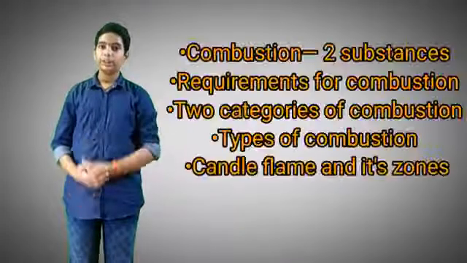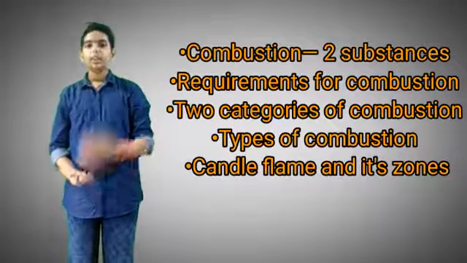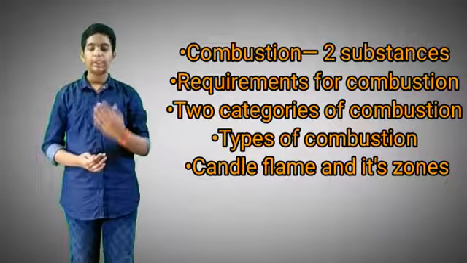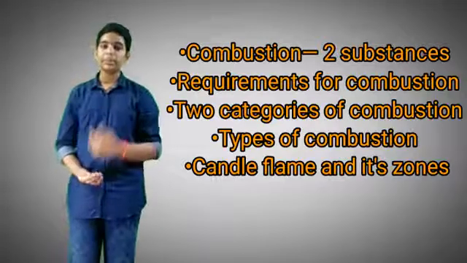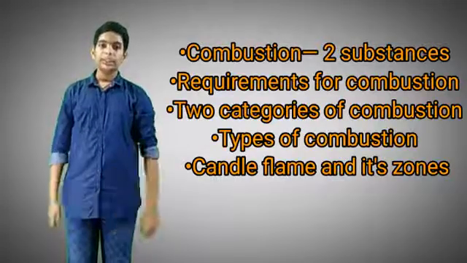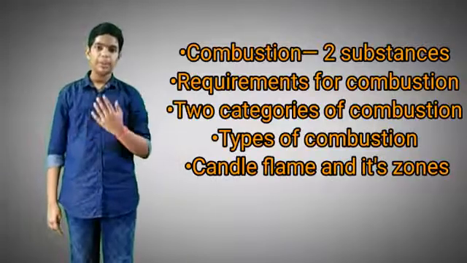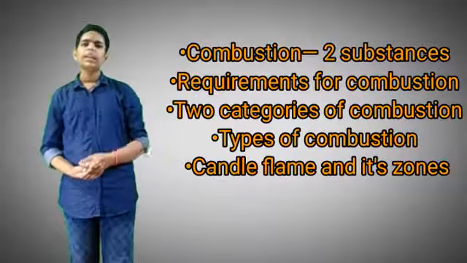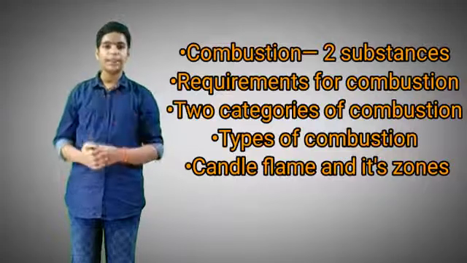So now let us summarize what we have learnt. First, we understood about combustion and the two types of substances. Next, we categorized combustion into two main parts: complete and incomplete combustion. We also understood the requirements necessary for combustion. Next, we discussed the different types of combustion: rapid, slow, spontaneous and explosion. After combustion, we also discussed the candle flame and its zones.